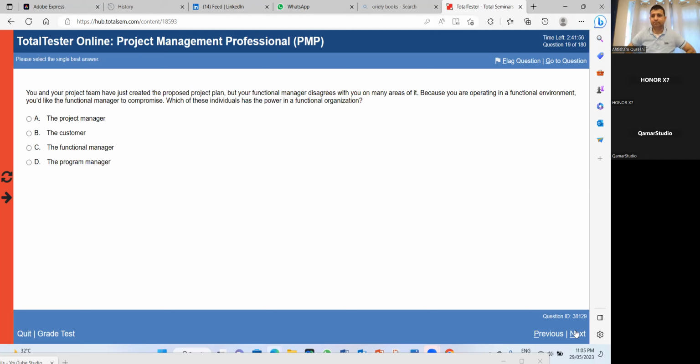You and your project team have just created the proposed project plan, but your functional manager disagrees with you on many areas of it. You are operating in a functional environment, and you would like the functional manager to compromise. Which of these individuals has the power in the functional organization? Functional manager.